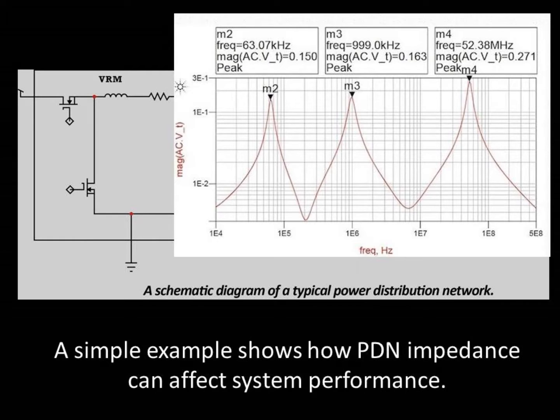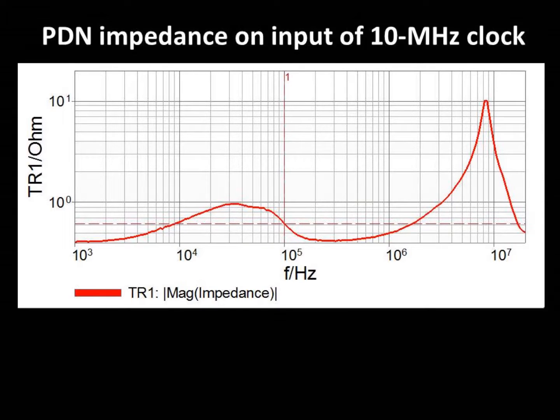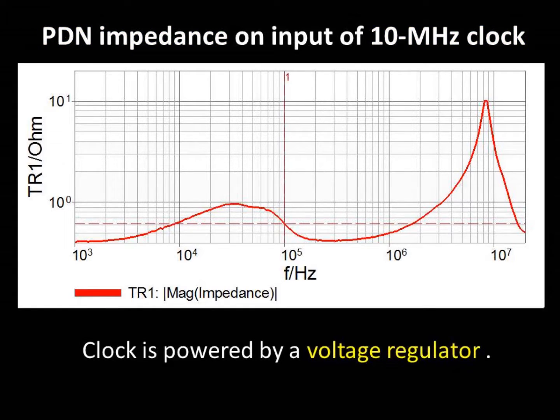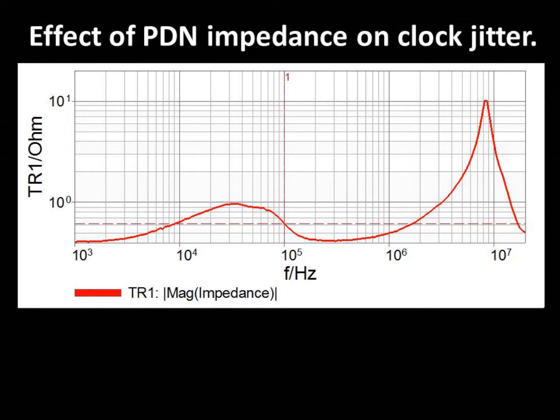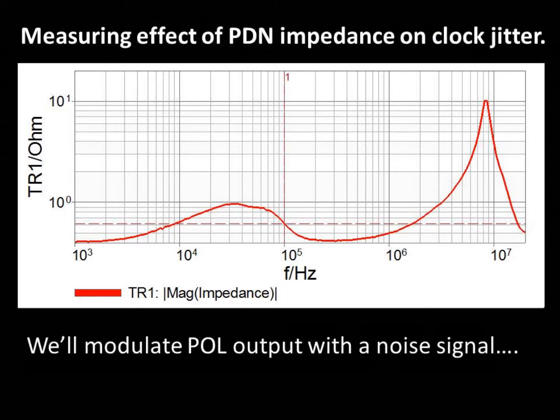Now let's look at an example of how this problem can impact one aspect of system performance. Here we see a measurement of PDN impedance as observed at the input to a 10 MHz clock powered by a voltage regulator. Notice the peak in PDN impedance at 8 MHz. Now let's see the effect of this PDN impedance profile on the clock jitter. In this experiment, we'll be modulating the POL output current with a noise signal.